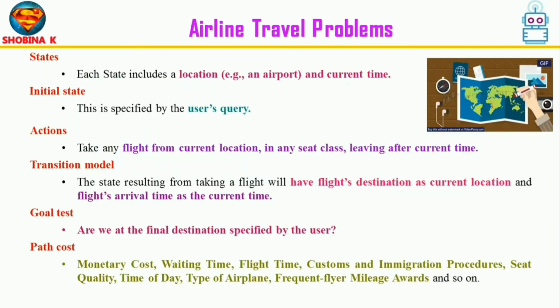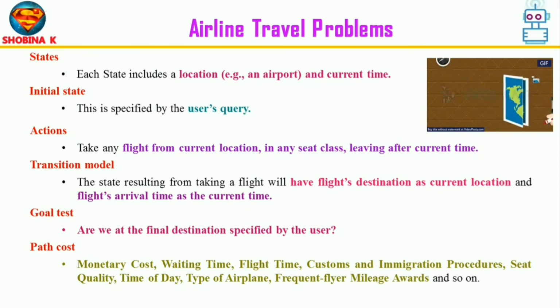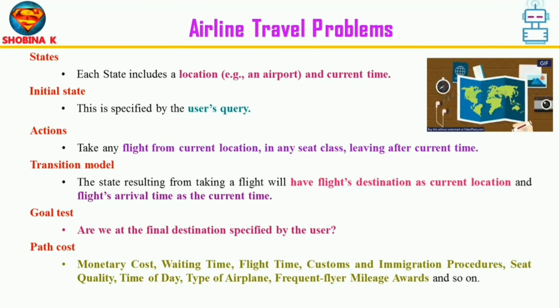Now let's see the airline travel problem that is solved by travel planning websites. Each state includes a location and the current time. The initial state is specified by the user query. The action includes taking any flight from the current location in any seat class, leaving after the current time, leaving enough time for within-airport transfer if needed.